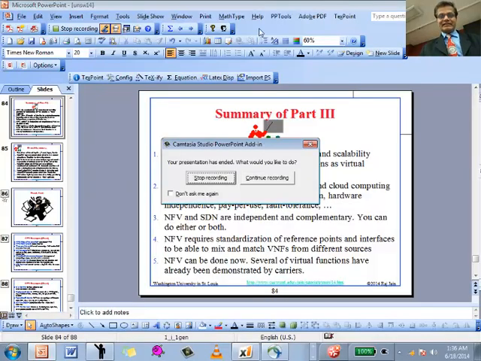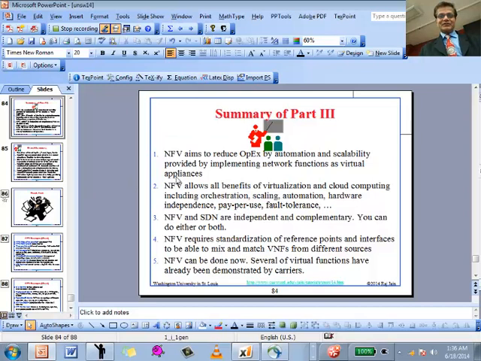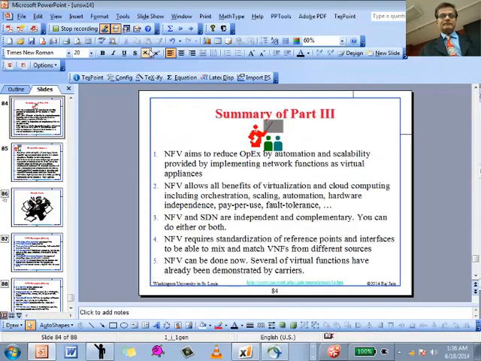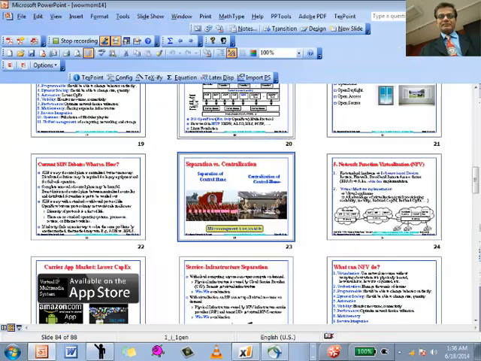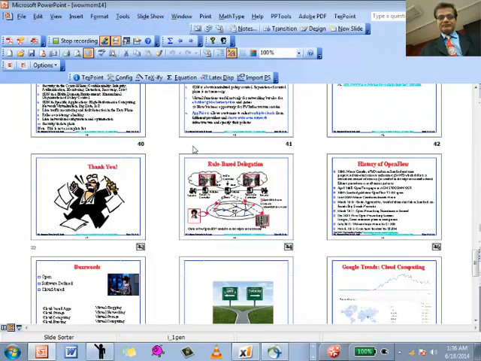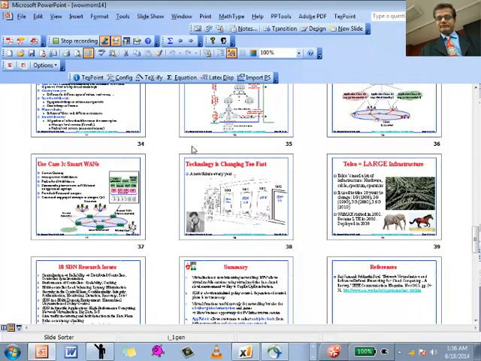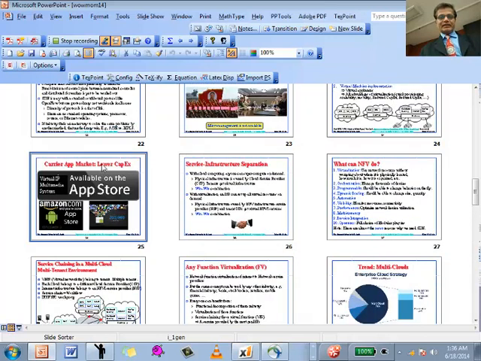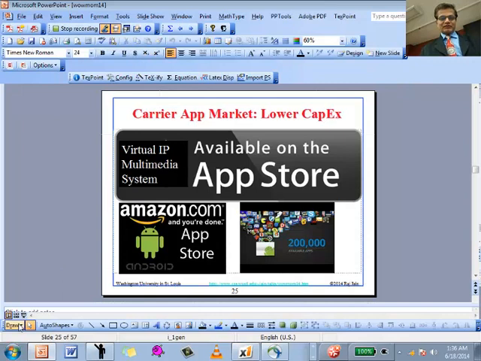Actually, in the other presentation, I had another interesting slide that I want to share with you. Let's see. Soon there will be an app store for carrier apps.